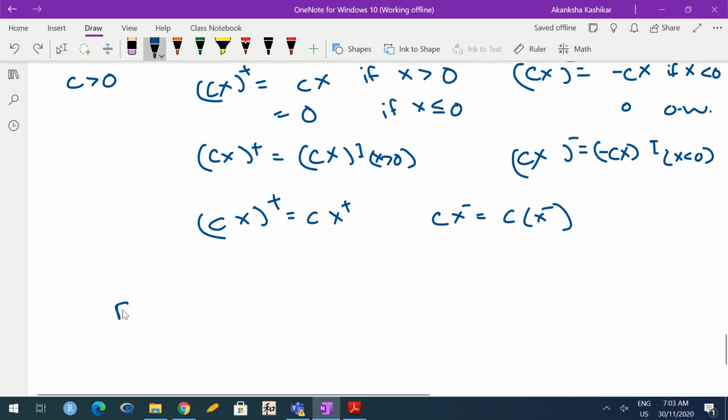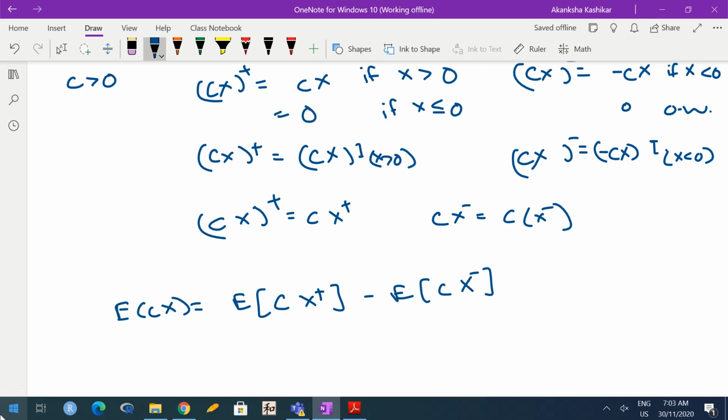So using this result, let us try to simplify things further. We are trying to find the expectation of cx. That becomes expectation of c times x plus minus expectation of c times x minus, at least when c is positive. So this is c times expected x plus, because now x plus is non-negative, c is non-negative, so c x plus is non-negative, and for a non-negative thing we know this; minus c times expectation of x minus. So this becomes c times expected x. So now we have proved the result when c is positive and x can be arbitrary.